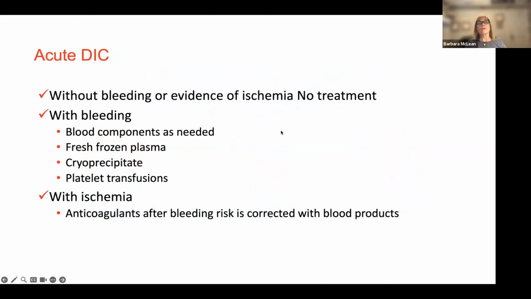So just want to remind you, there are some basic treatment strategies. They are not the best treatment strategies. They don't significantly change the outcomes for patients, okay? But if you actually see that you have a patient who is consuming their platelets, but they're not bleeding and they have no evidence of multi-organ dysfunction or ischemia, you're not going to treat them for now, but you are going to heighten your observation.